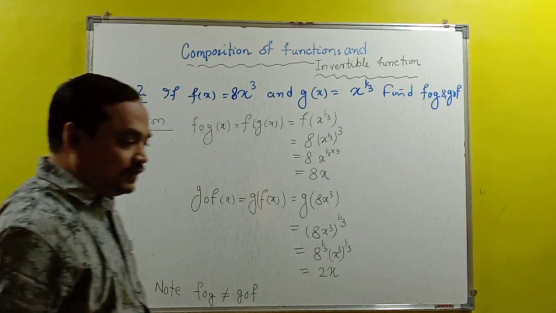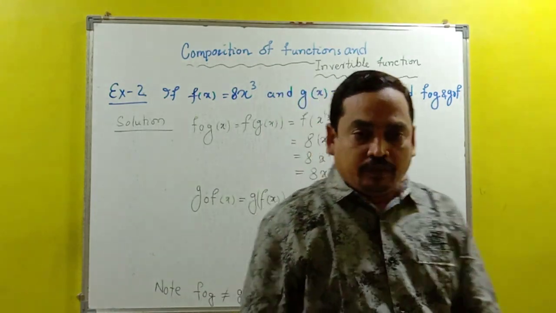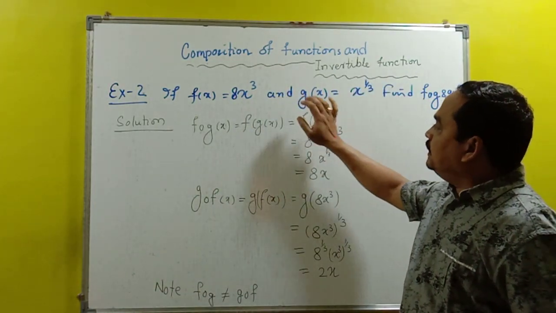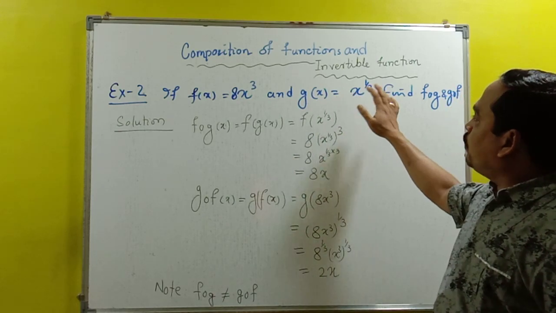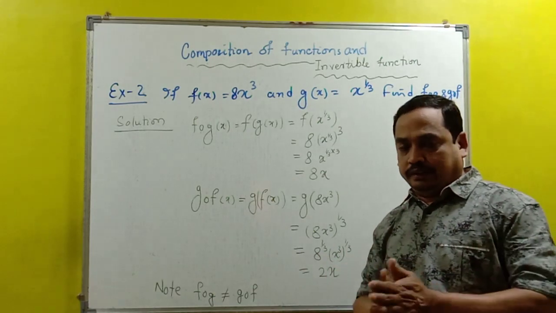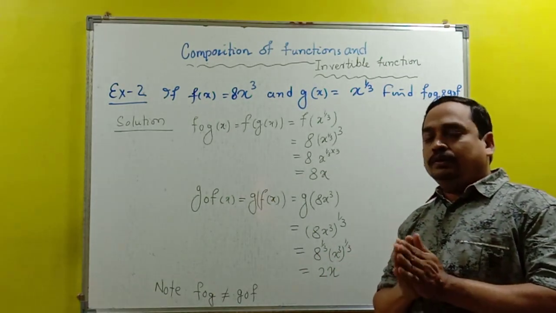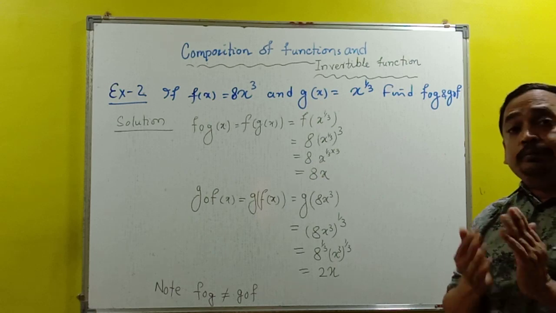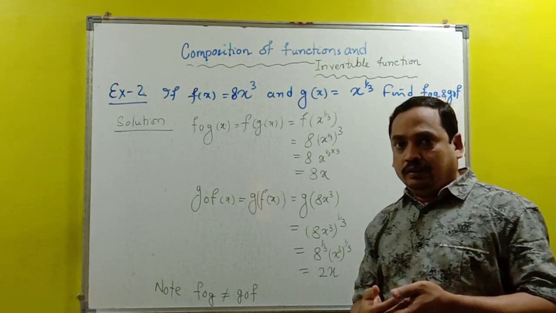Let us see another example. Let us take f of x is equal to 8x cube and g of x is equal to x to the power 1 by 3. Find fog and gof. This is the question. Here we'll calculate fog as well as gof, and let us observe whether they are equal or not.